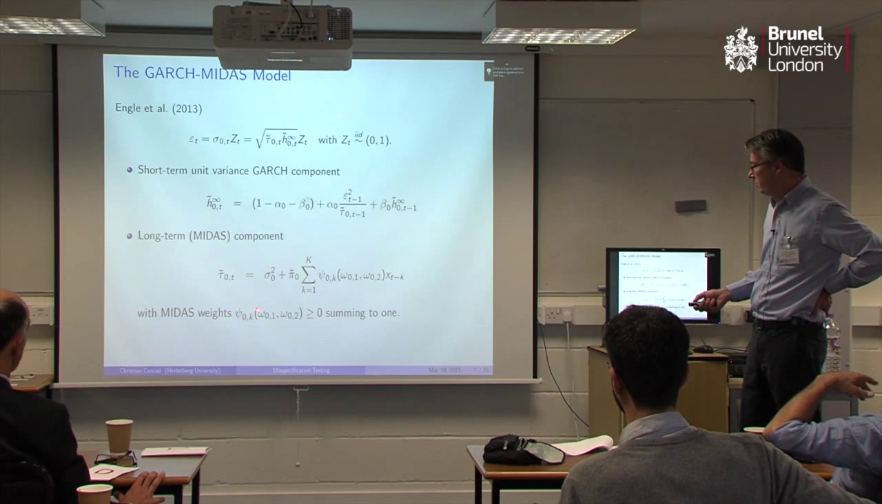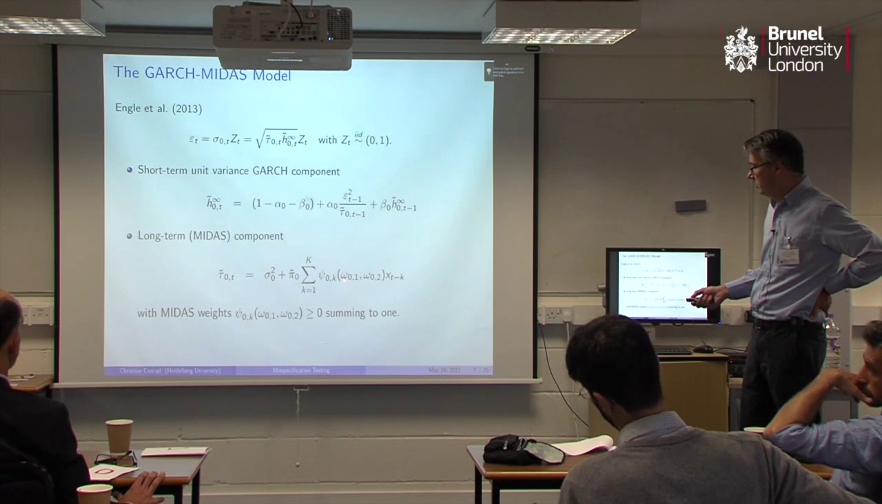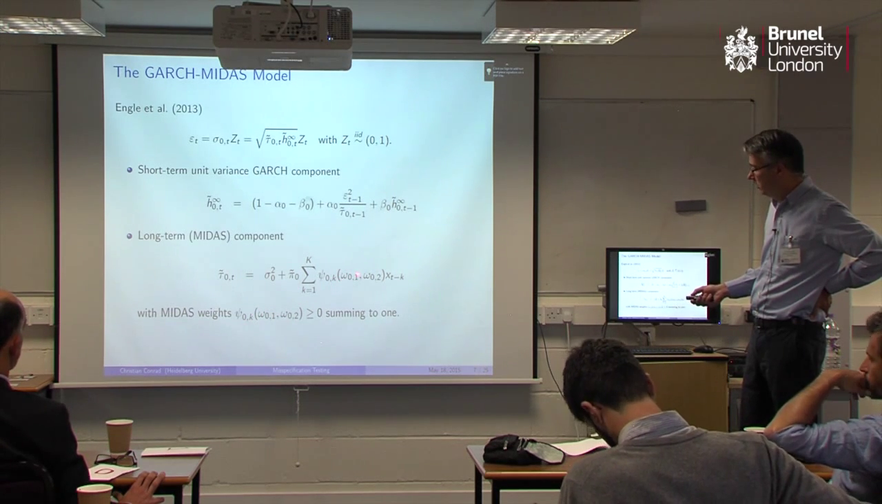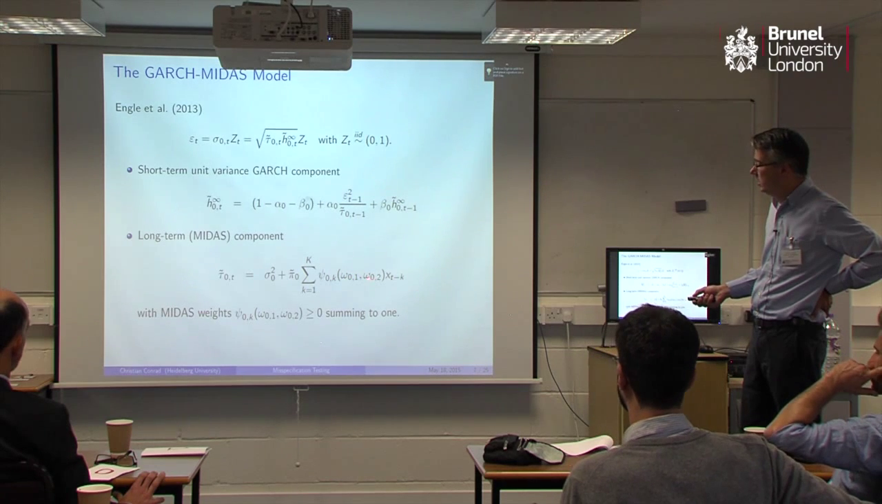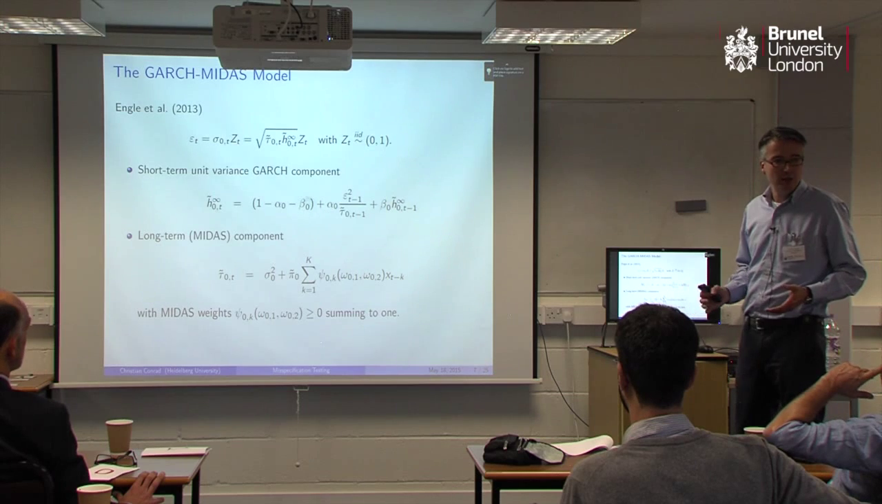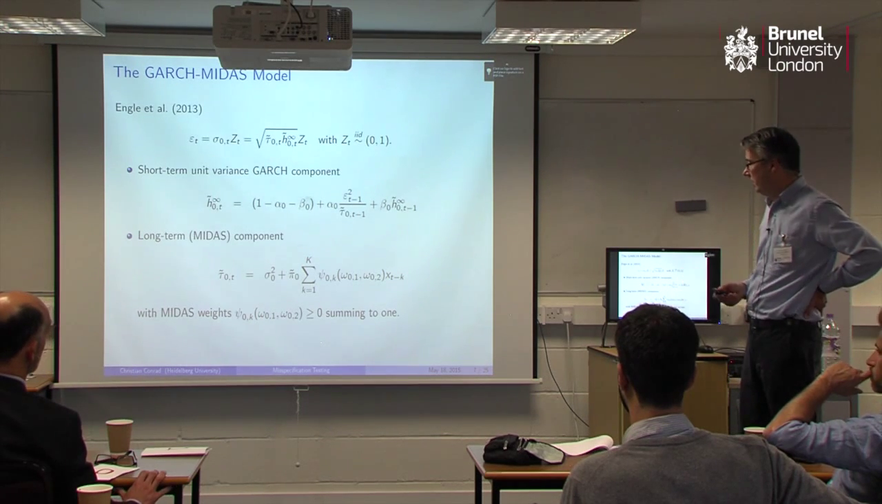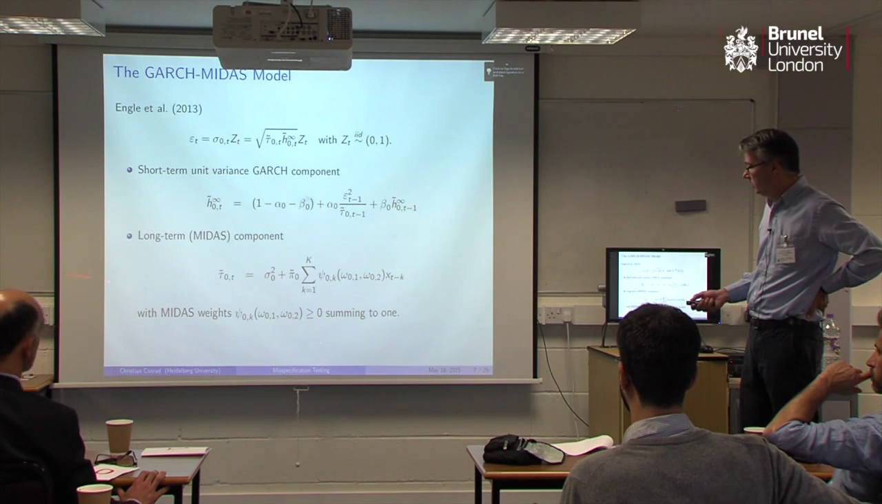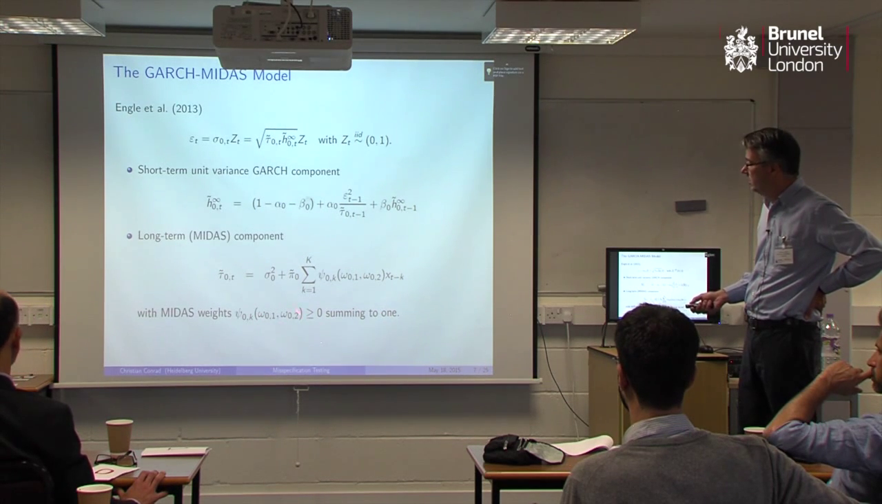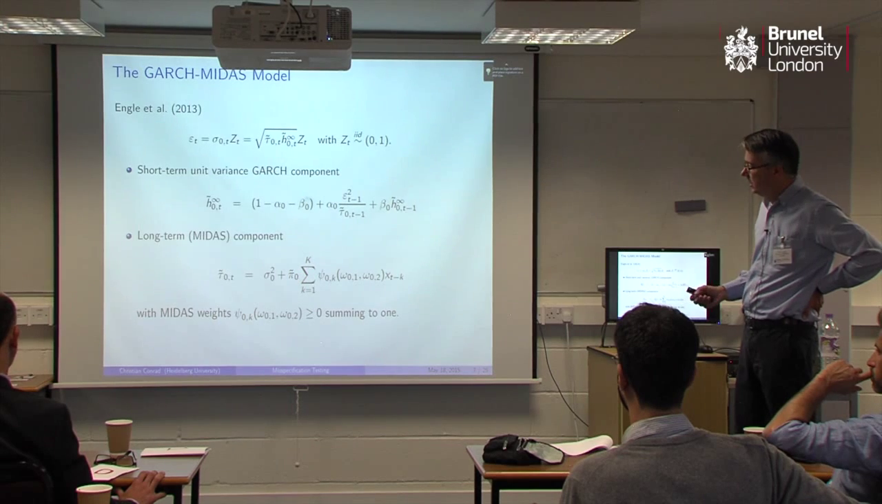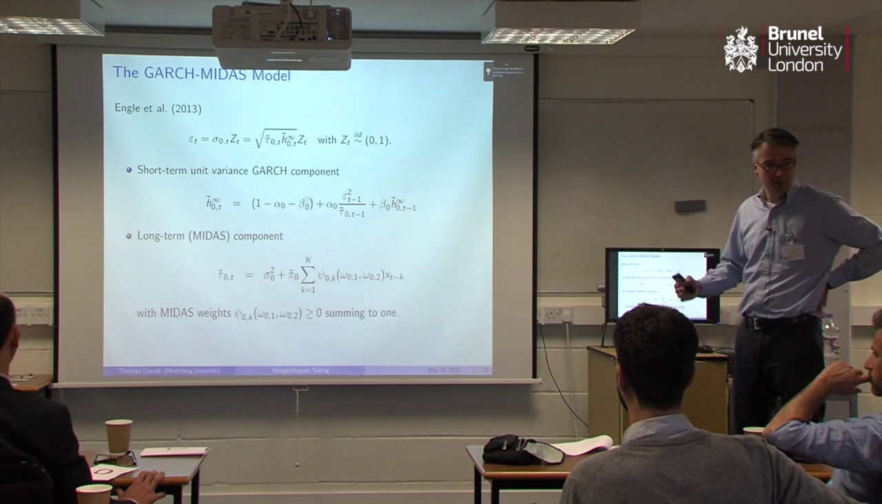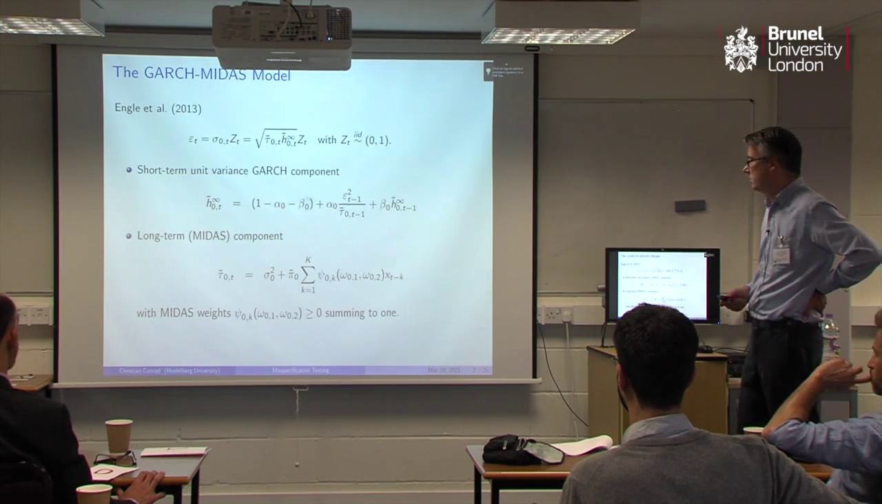The weights in this case are chosen in a way that they depend on two parameters, omega 1 and omega 2. So this means that you get a flexible weighting scheme, but you have to estimate only two parameters. In the application, we use a beta weighting scheme, and these weights sum to 1. And the pi tilde here gives you the sign of the effect of the variable on volatility.